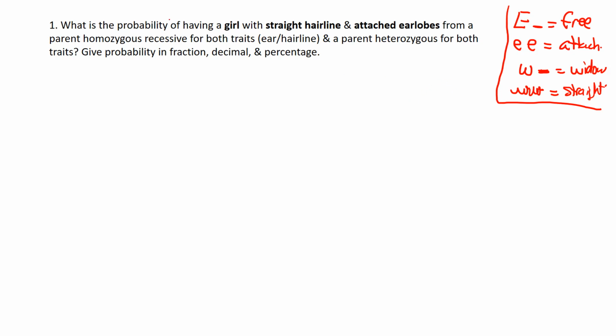It says, what is the probability of having a girl with straight hair and attached earlobes? Okay, so it's a probability question. Best practice is right in your question, put the fraction of having a girl. If you're having a girl, it's a 1/2 chance of having a girl right there. So put that in there so you don't forget to include it in your product rule calculation at the end. So that's the probability from these two parents coming up here.